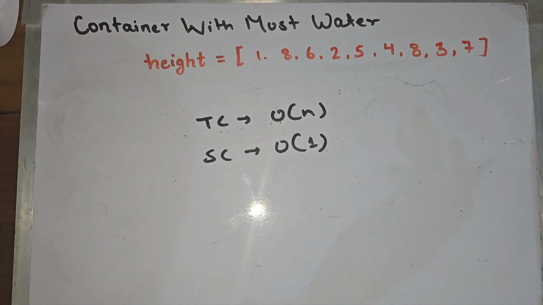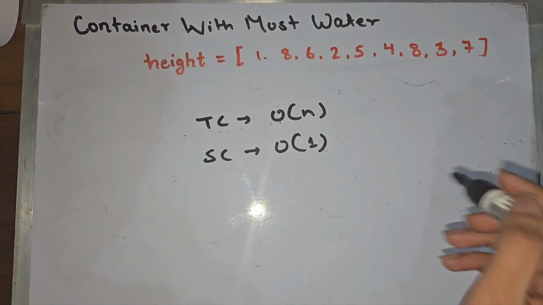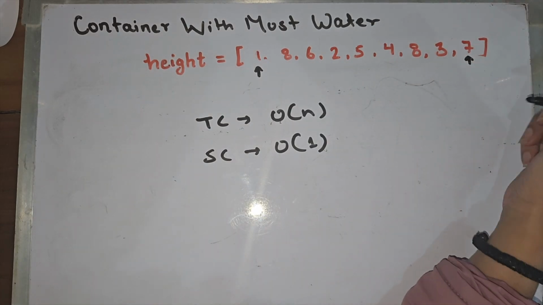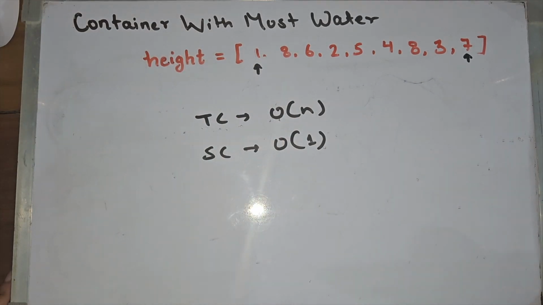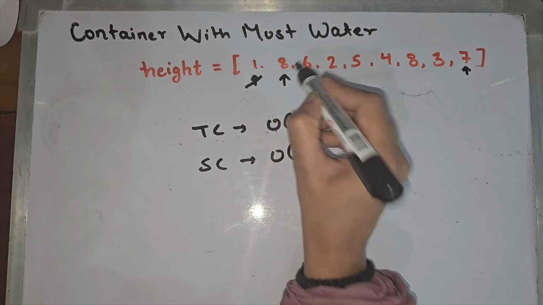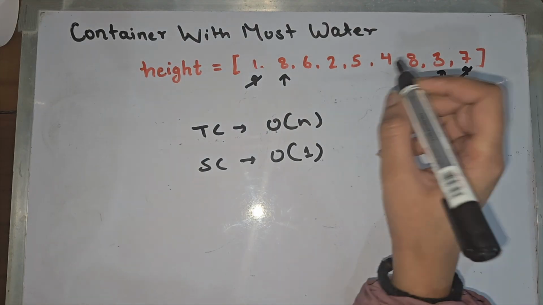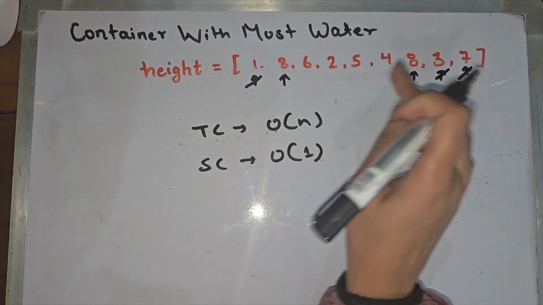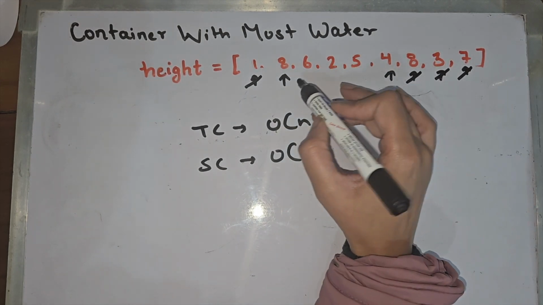The point to remember here is when we have to move our left or right pointer. When we are comparing the two pointed elements, the one which is lesser is moved. In this case 1 is lesser than 7, so we will move this pointer. Here 7 is less than 8, so we will move this pointer. Here 3 is less, so we will move this pointer. When both are equal, we will move the right pointer.